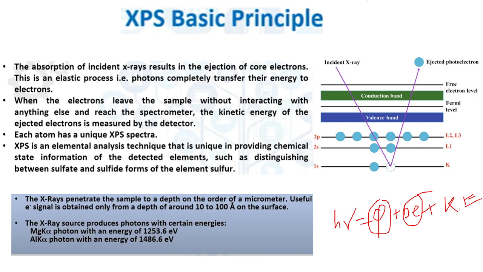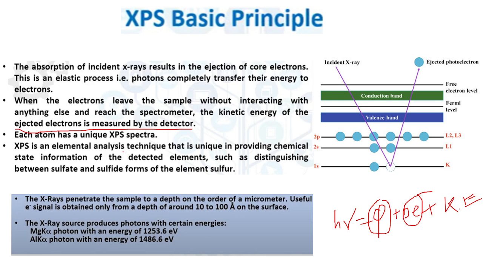When the electron leaves the sample without interacting with anything else and reaches the spectrometer, the kinetic energy of the ejected electron is measured by the detector. So each atom has a unique XPS spectrum. The binding energy and work function are fixed in the same environment, but if the environment is different, the binding energy will be different, while the work function will always remain the same.